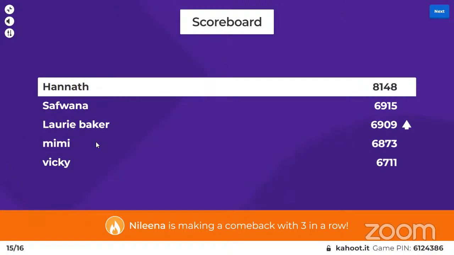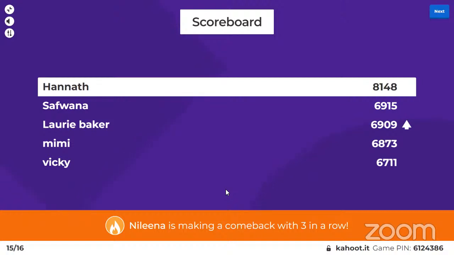So let me go to the chat box. Shiny has asked how to participate. Shiny, you have to download the Kahoot app from the Android or Apple store. After that, you have to open it and enter this game pin. The game pin is there in the bottom right corner, 6124386. So you have to enter this game pin in your Kahoot app. At that time, you'll be given entry to the game. So next time, try to participate in the first instance.